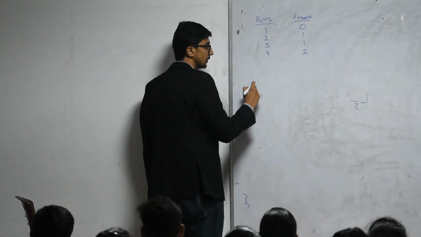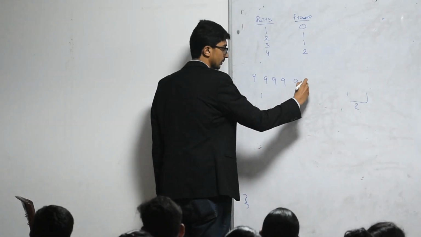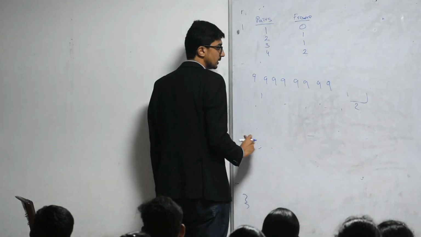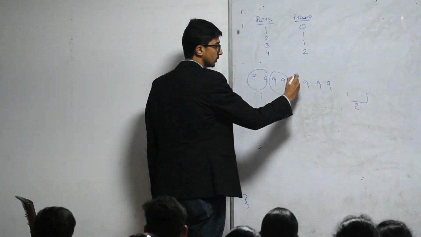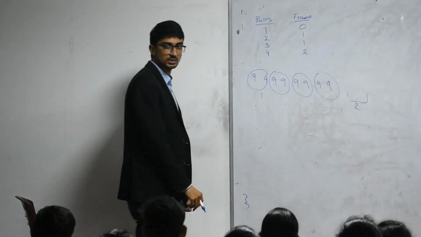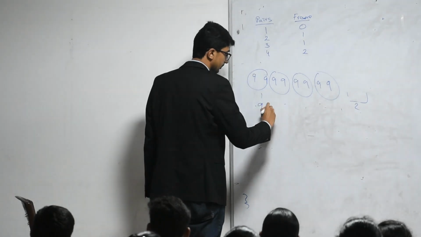Okay. Now, when I say 4 pairs, what does that mean? It could mean that I have, let's say, is this 4 pairs? Yes? 1, 2, 3, 4. This is 4 pairs. Right? This is one way of thinking of it. Look at this also.